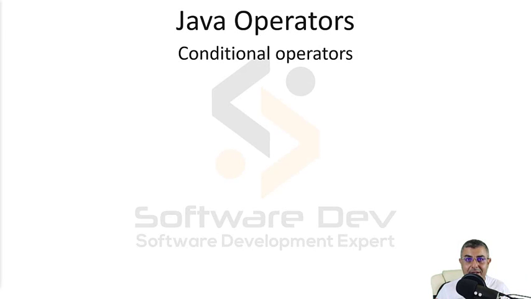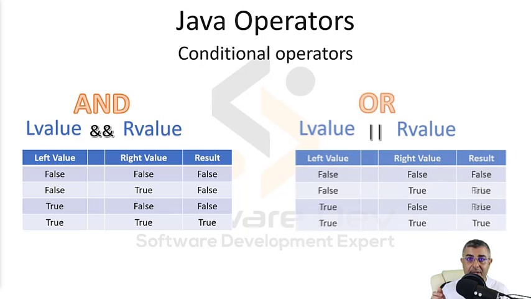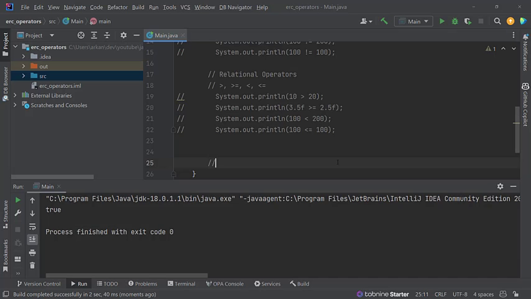Now let's talk about the conditional operators. First, the logical AND operator. This will evaluate the expression to true if both the left value and the right value are true. Otherwise, it will evaluate to false. While the logical OR operator will evaluate to true only if either the left value or the right value is true. Otherwise, the expression will evaluate to false. Let's try them in code.